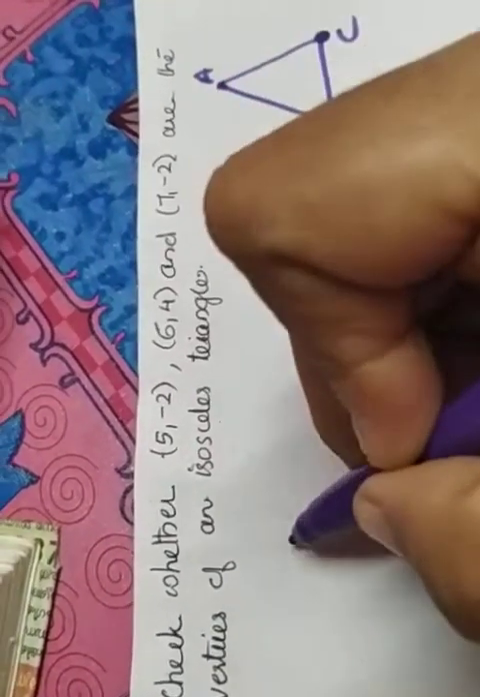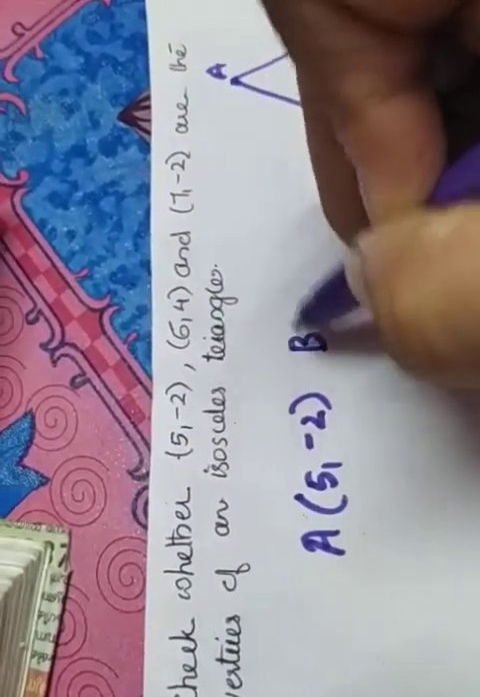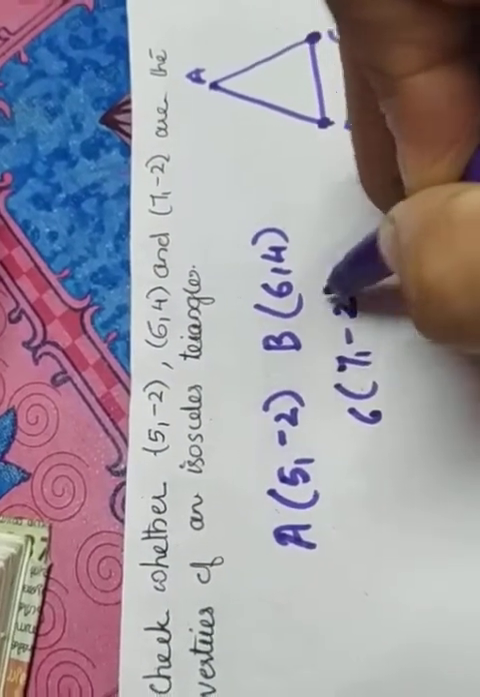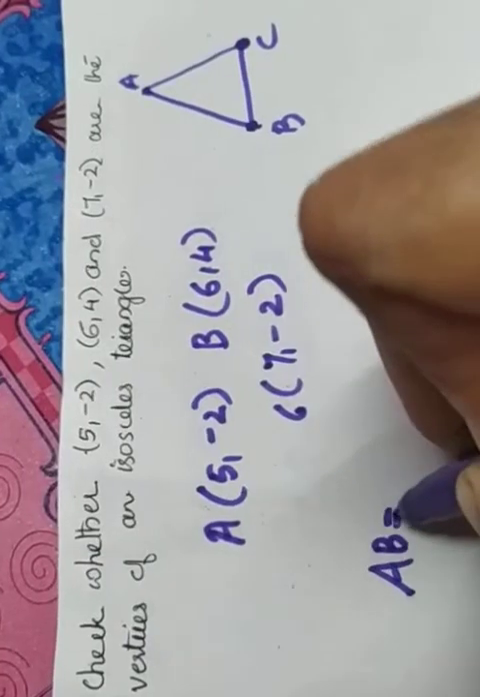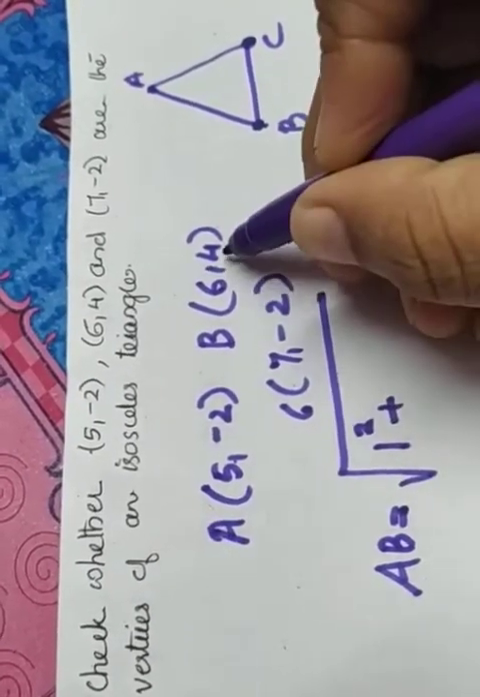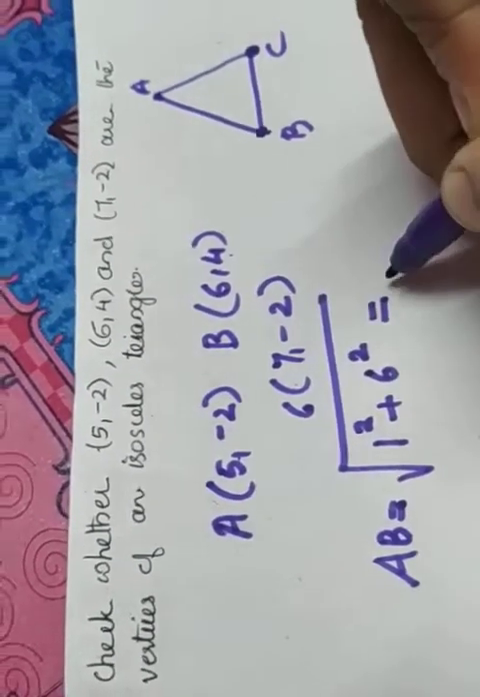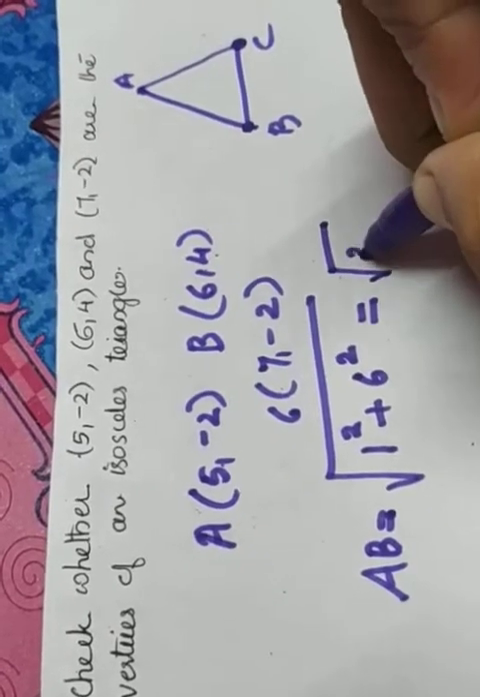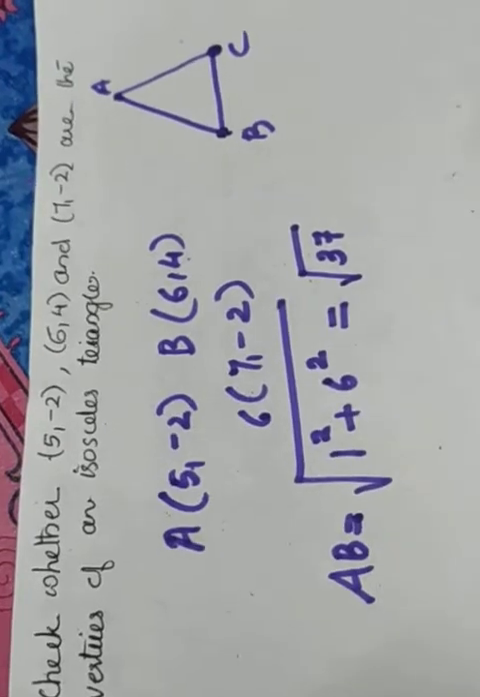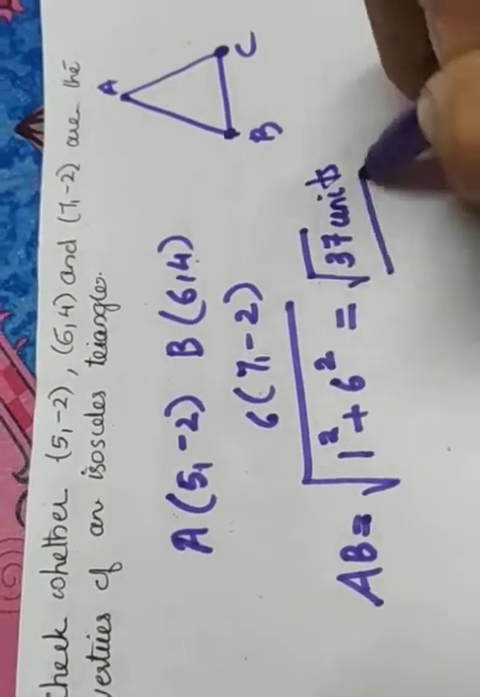So check it. I'm first naming the given points. Let A be (-5, 2), B be (6, 4) and C be (7, -2). Find AB. AB is equal to the square root of (6 minus -5), that is 1, squared, plus (4 minus -2), that is 6, squared. 6 squared is 36. 36 plus 1 gives you 37. We cannot split the number 37 because it is not a perfect square. So AB is root 37 units.